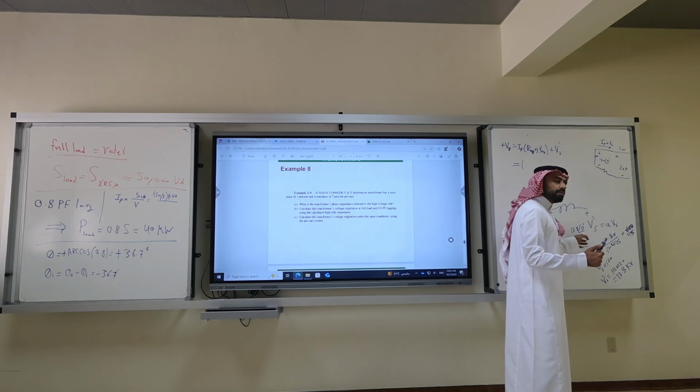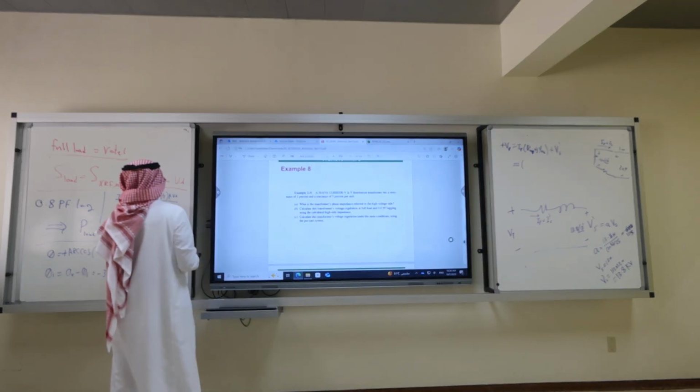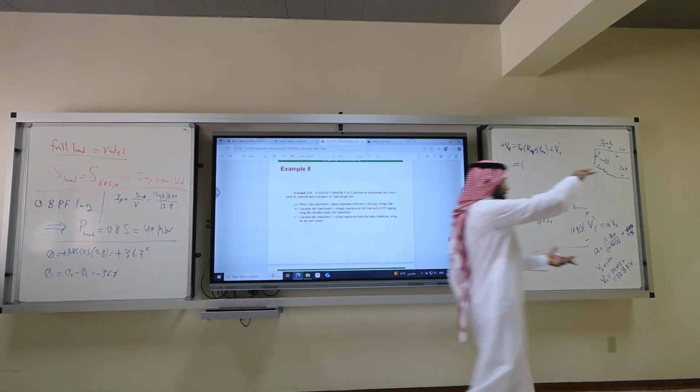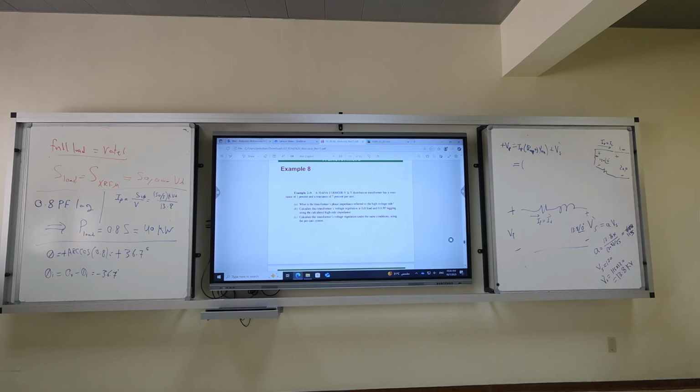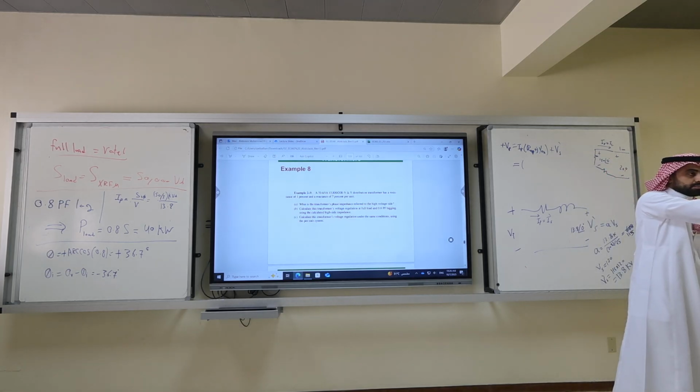That is this 13.8, because the power is the same, 50 kilowatt at the load before referring. It's the same 50 kilowatt, no, 40 kilowatt. Okay.